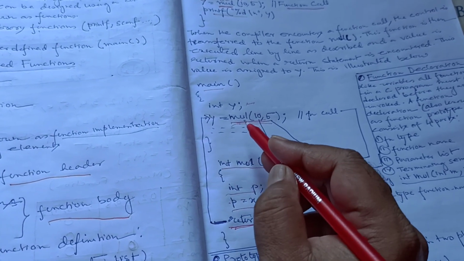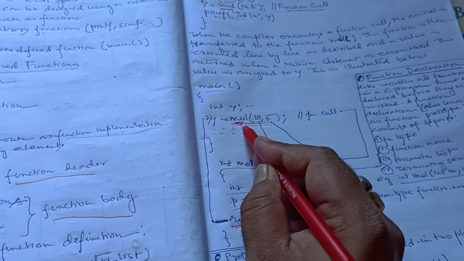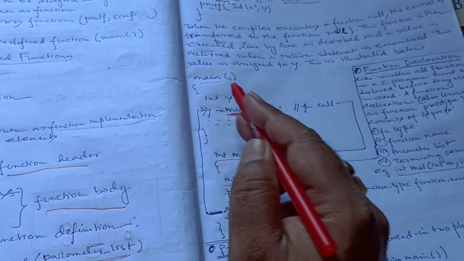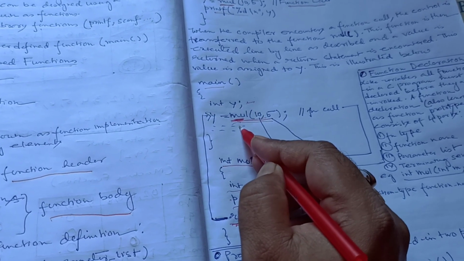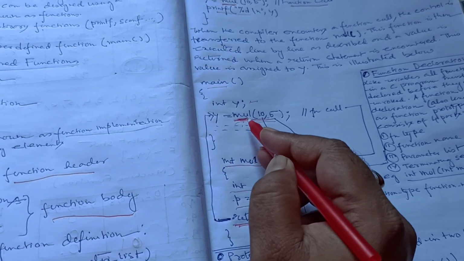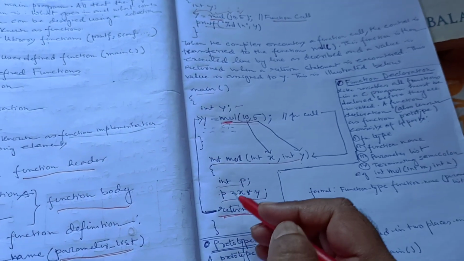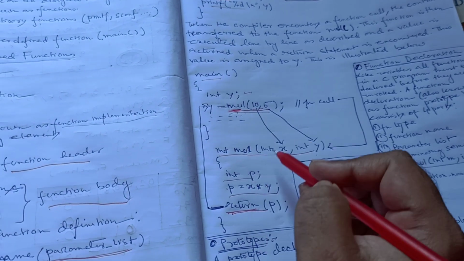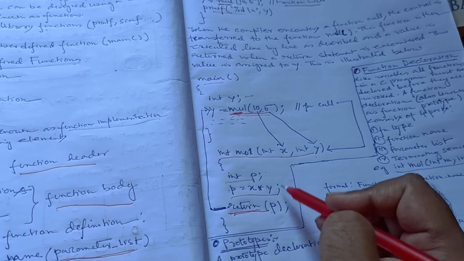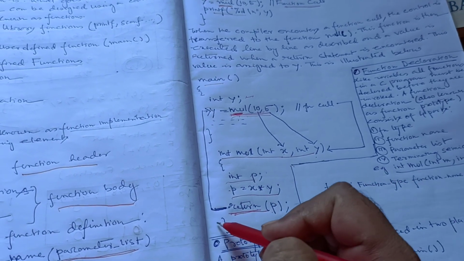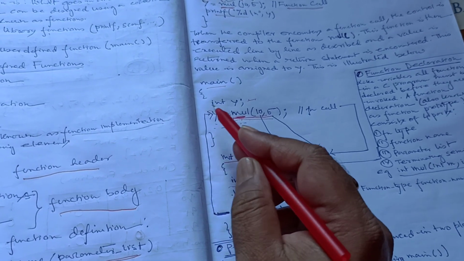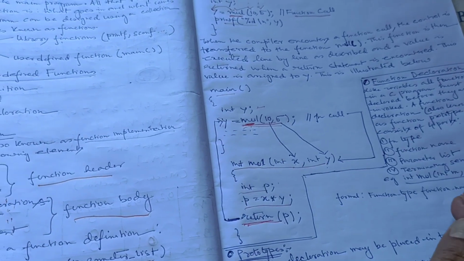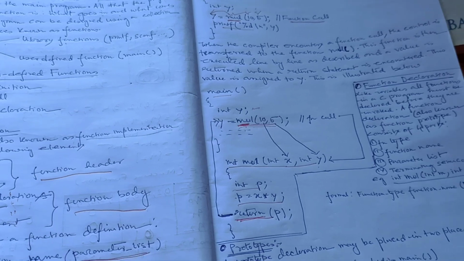So this is the callee function. Main function is calling mal, so mal is the callee function. Have you understood this? Inside main we are calling, now the control is transferred, the value is computed, then the final value is returned and saved to y. In this way, a function execution is completed.